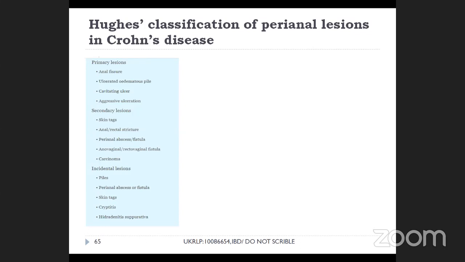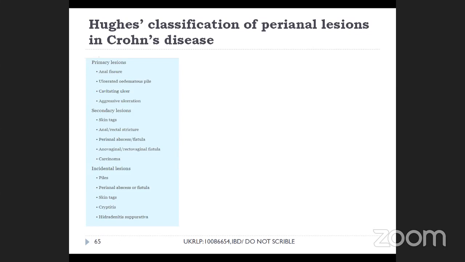The primary lesion of Crohn's disease is anal fissure. Usually, anal fissures are posterior, and awkward anal fissures, like lateral fissures, are more common with Crohn's disease. Ulcerated edematous piles, cavitating ulcers, and aggressive ulcers are the primary lesions of perianal Crohn's disease. The secondary lesions are skin tag, rectal stricture, anal stricture, perineal abscess and fistulas, anovaginal fistula, rectovaginal fistula, and carcinomas. And the incidental lesions are piles, skin tags, cryptitis, and hidradenitis suppurativa.